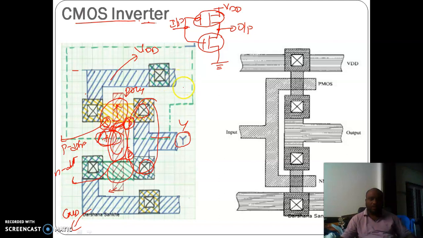So this is a color code based layout, and its equivalent grayscale layout is shown here for your reference. You can go through this one.